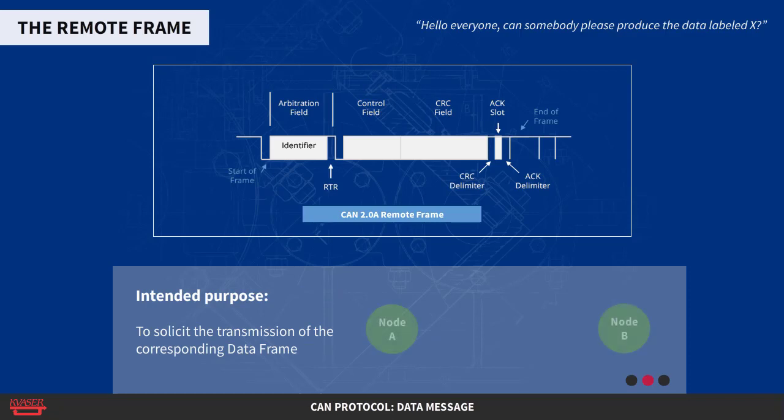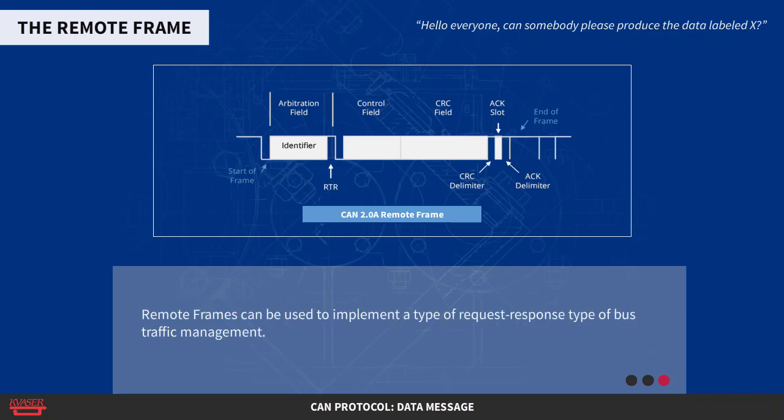If, say, node A transmits a remote frame with the arbitration field set to 234, then node B, if properly initialized, might respond with a data frame with the arbitration field also set to 234. Remote frames can be used to implement a type of request-response bus traffic management. In practice, however, the remote frame is little used.